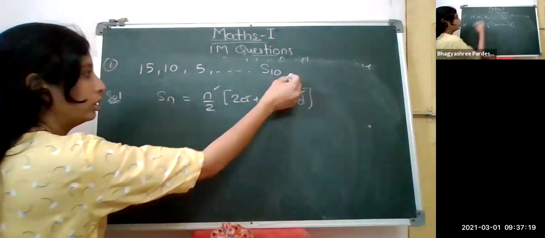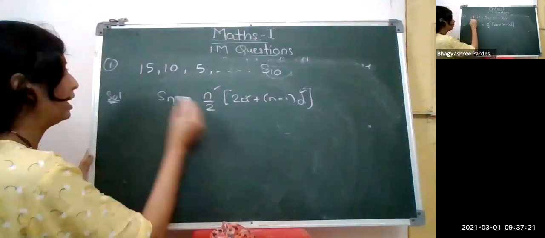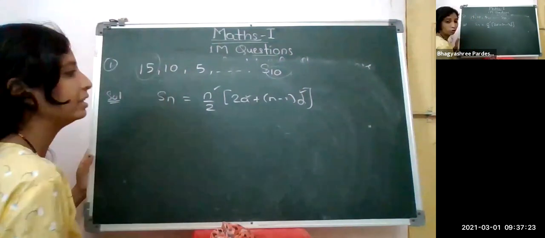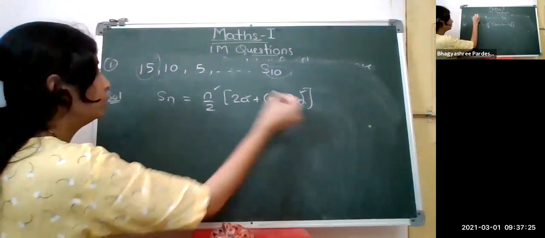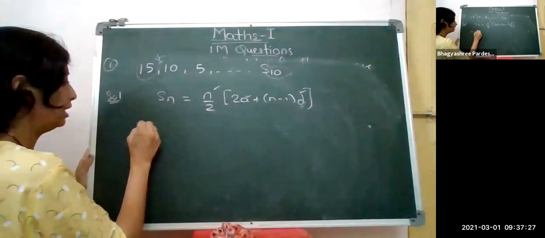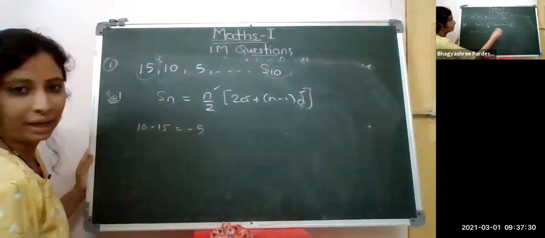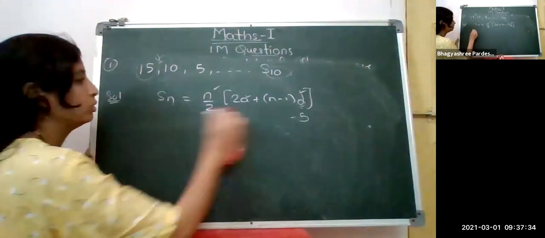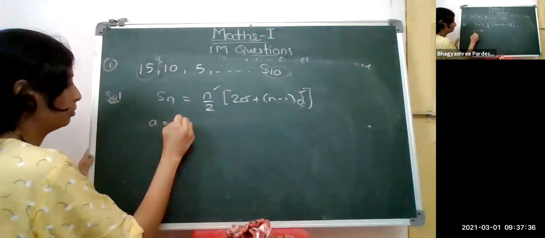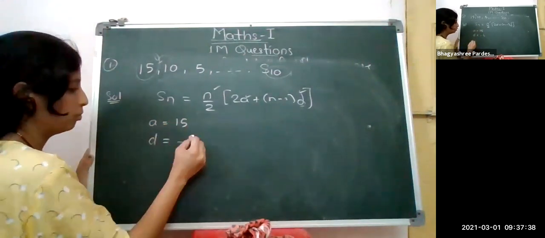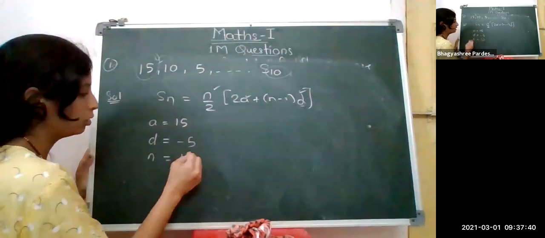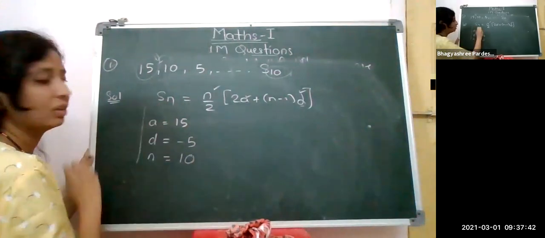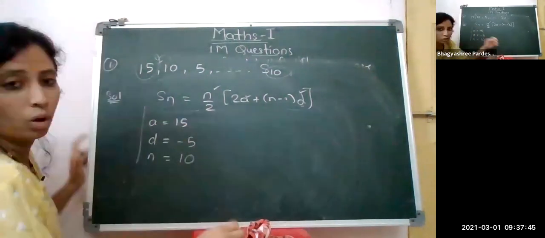These three things we are requiring here. So n we have already, n is equals to 10. A means your first term, that is equals to 15. Then what will be D? Just subtract 10 minus 15, that is equals to minus 5. So D we are having minus 5. So all the three values we are having. So A is equals to 15, D is equals to minus 5, and N is equals to 10. Simply substitute these three values in the given formula and solve this one.